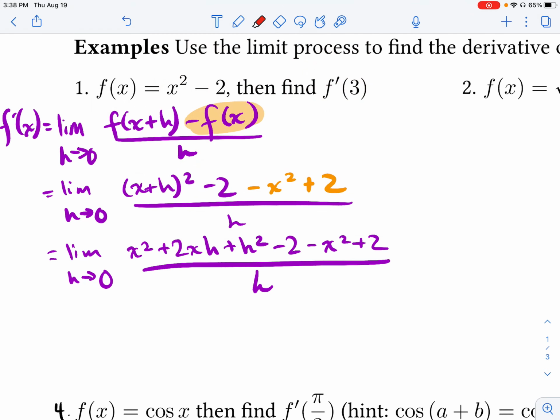I love simplifying here. I love cleaning up polynomials. So I notice there's a negative 2 and a positive 2. Those are going to negate one another. I've got an x squared and a negative x squared. Those are going to negate one another.